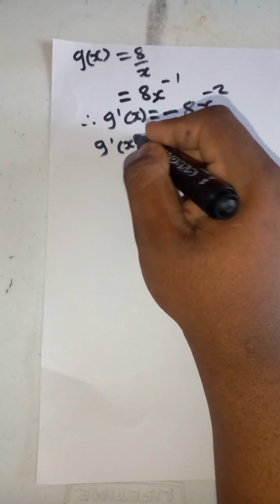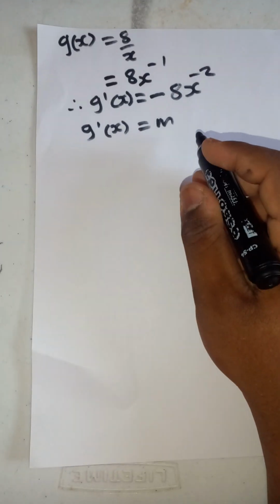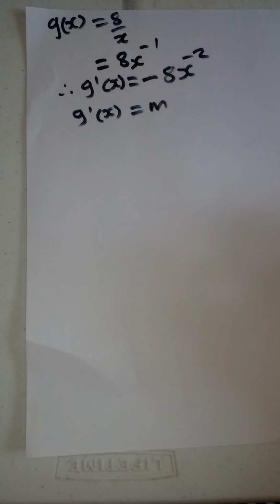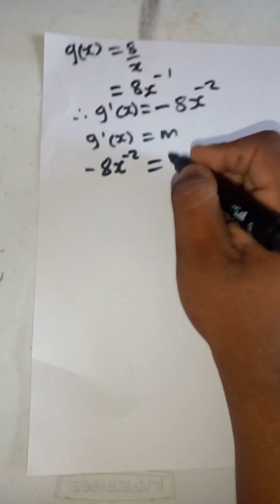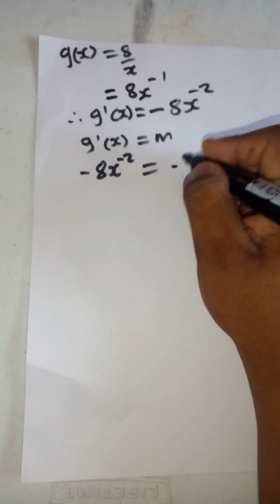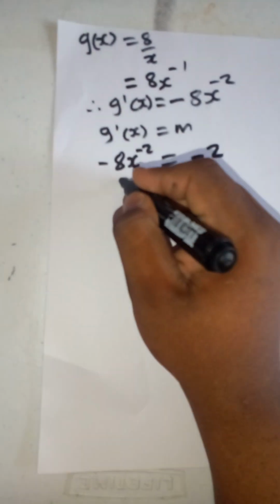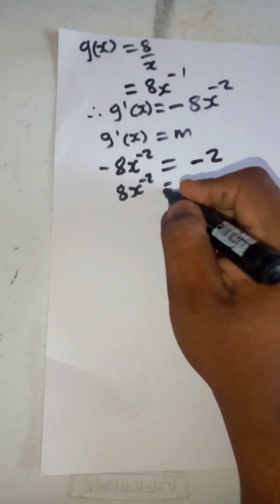And now this is where we start. The first derivative of g is equal to the gradient, which is m. We were told h is a tangent. h was the line negative 2x plus k. So what is the first derivative? Negative 8x to the power of negative 2. And the gradient is simply taken from that straight line, which is equal to negative 2. Then you can divide everything by negative so that you have things in order. 8x to the power of negative 2 is equal to 2.